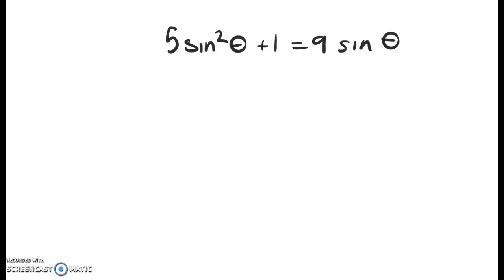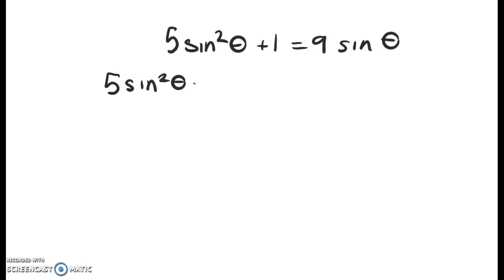So this problem asks us to use a quadratic formula to find all the degree solutions for theta if theta is between 0 and 360 degrees, and it says to use a calculator to approximate all answers to the nearest tenth of a degree. So in order to use the quadratic formula, the first thing we're going to do is put this in the ax squared plus bx plus c form.